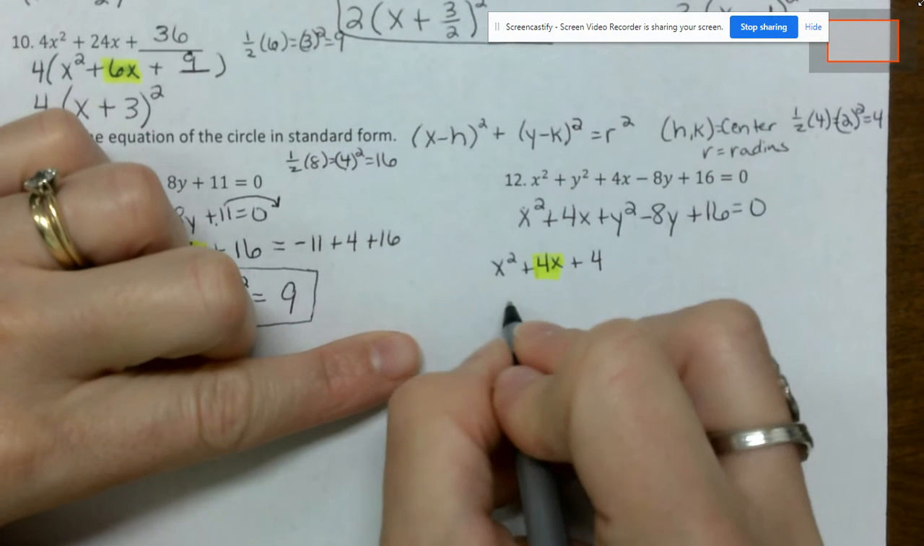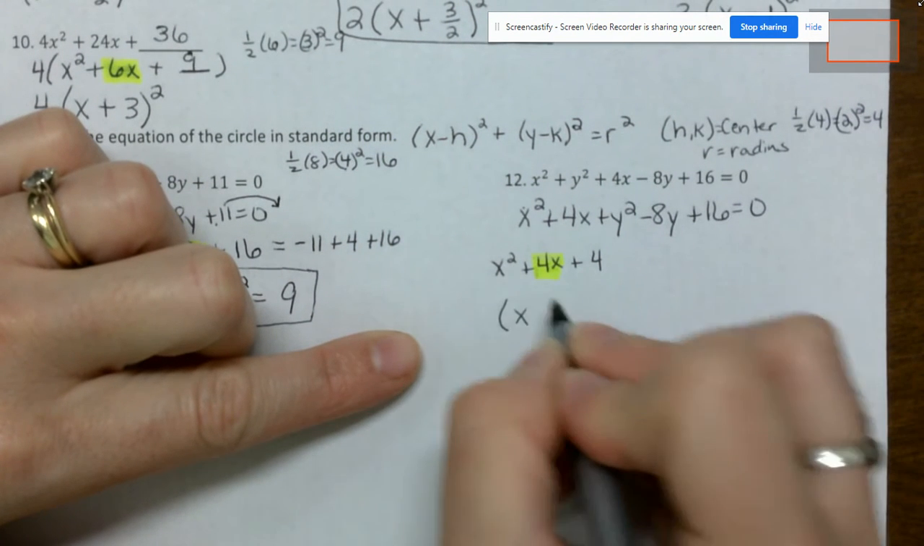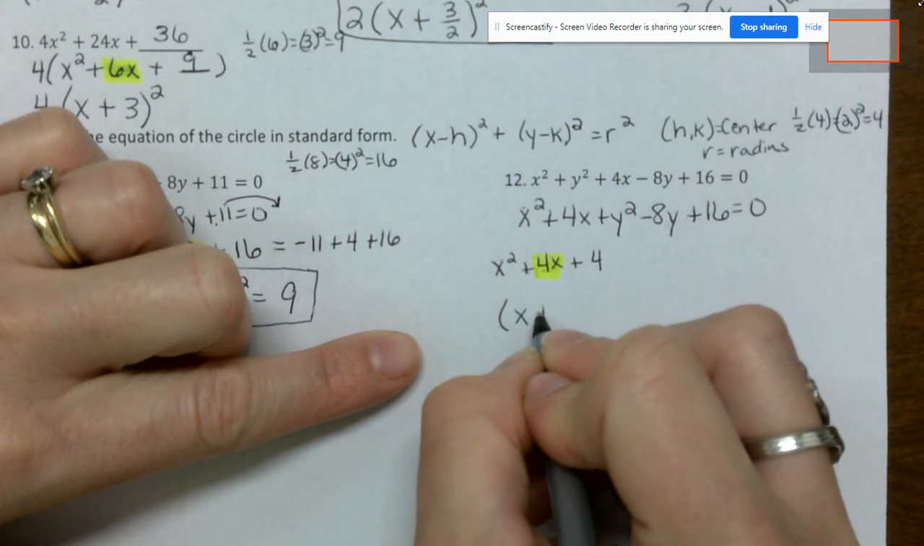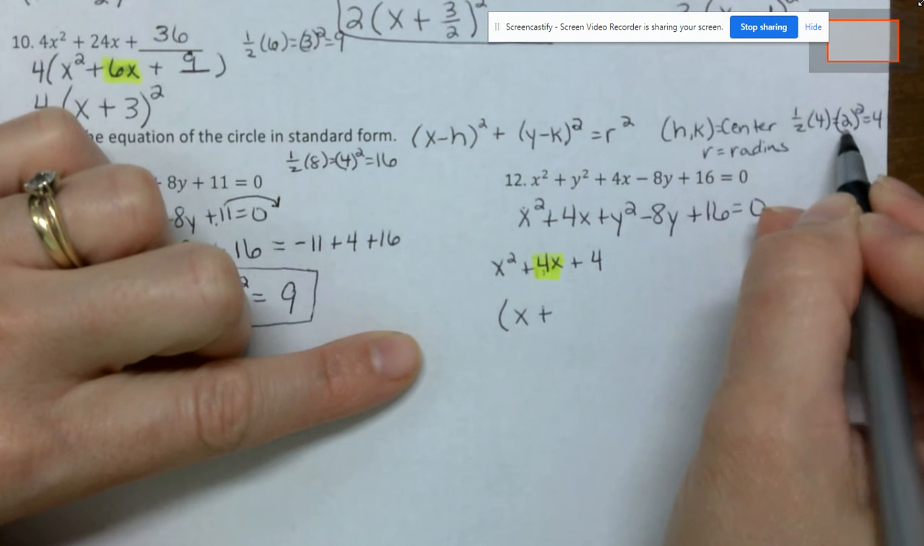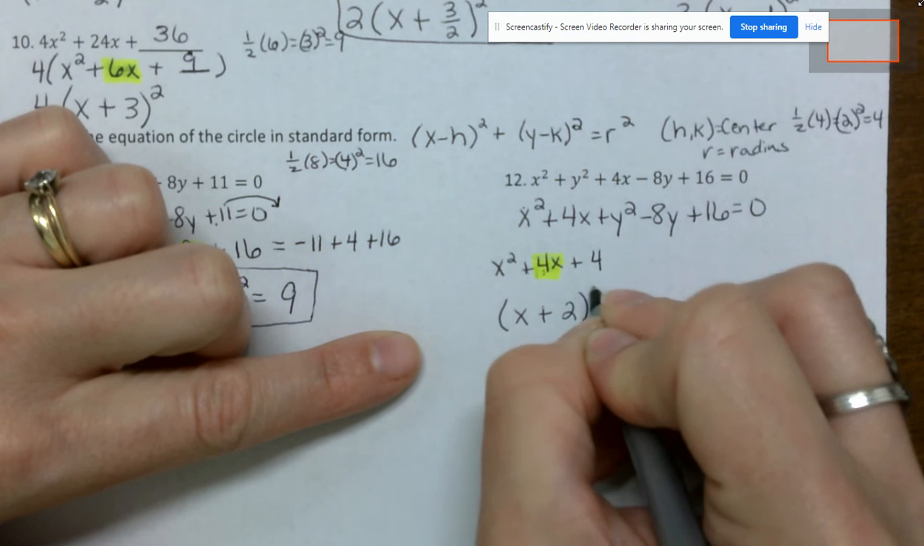Now to factor that, we come down here, we write our x. It's a plus with that 4, so plus. And then half of 4, we come back up here and get this number. That's 2, and it's squared.